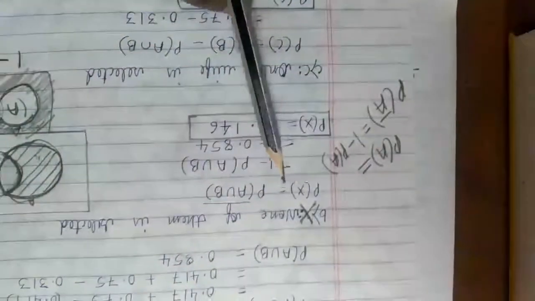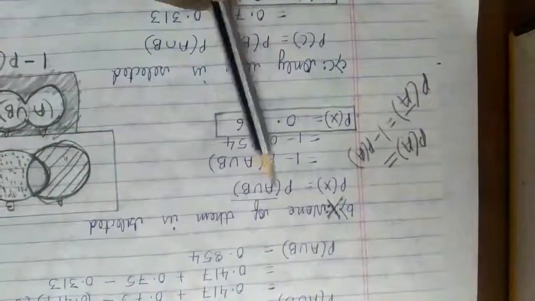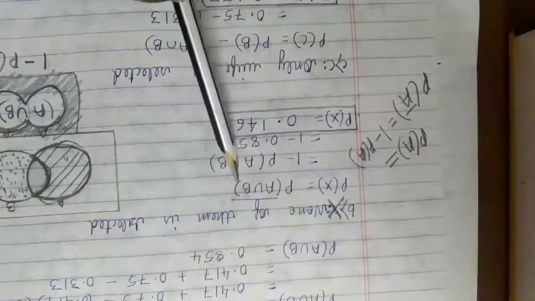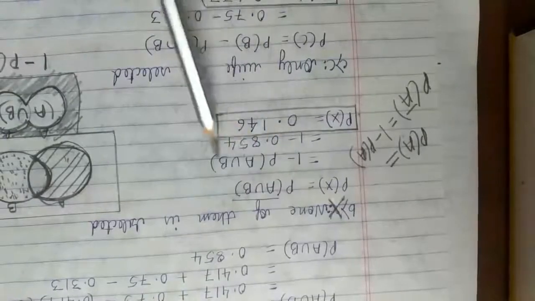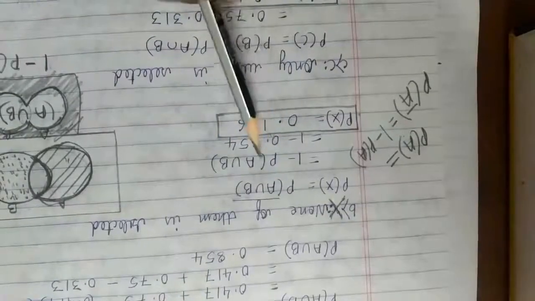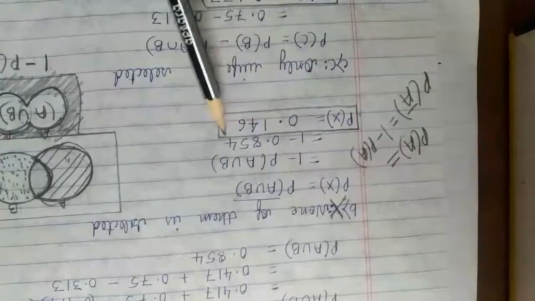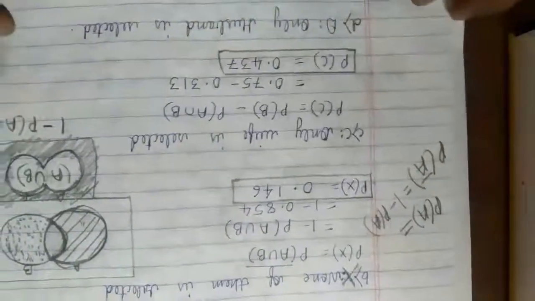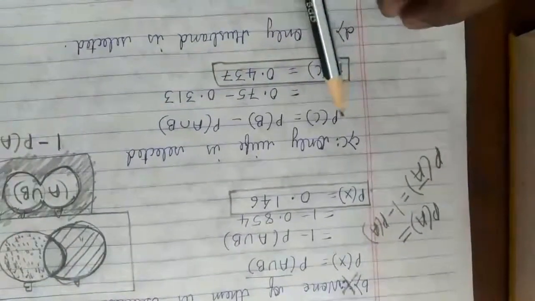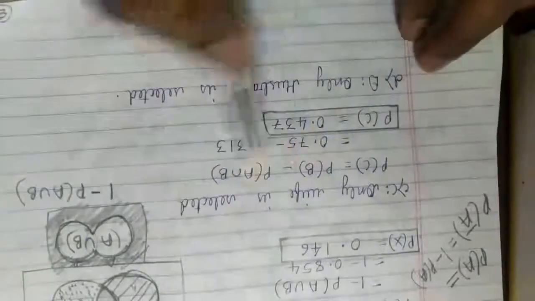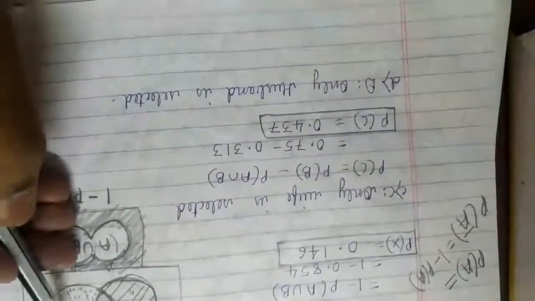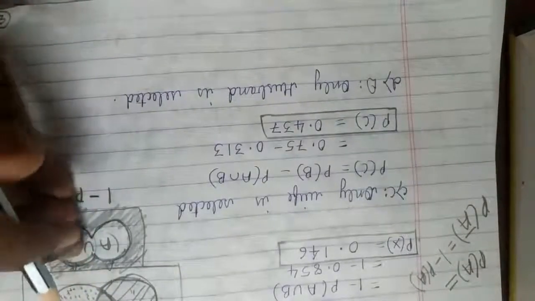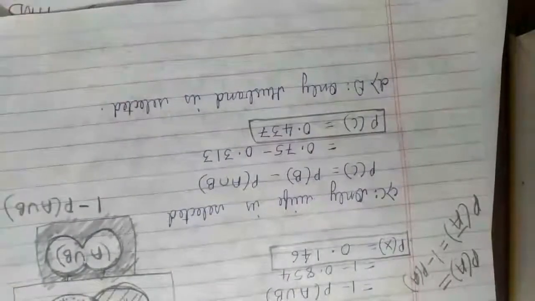So probability of X is given by probability of A or B not happening, that is, the complement of A union B. Which is equal to 1 minus probability of A union B, which is 1 minus 0.854, which is equal to 0.146. Now event C says that only the wife is selected. Now only the wife is selected is given by this part. I have a diagram drawn here already. I'll show you this part.